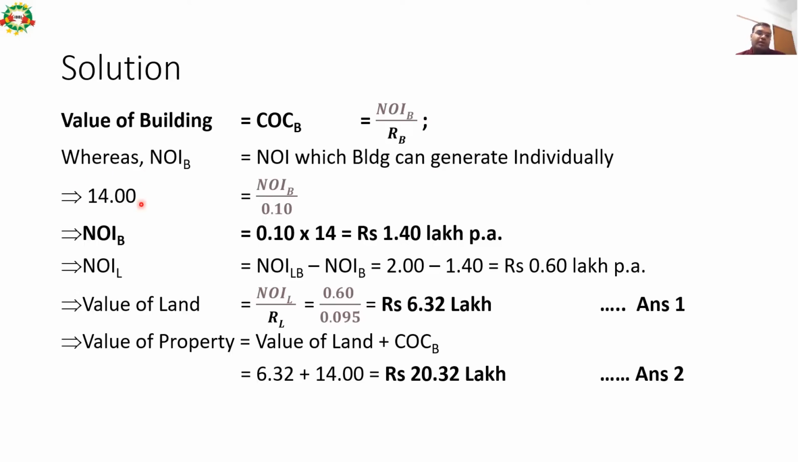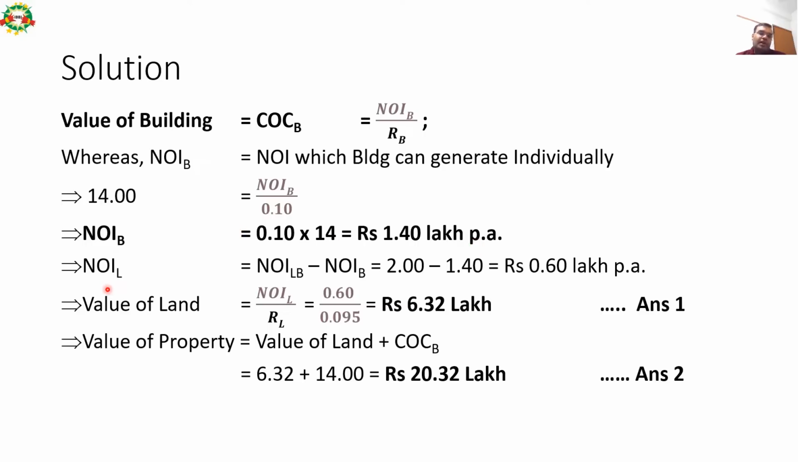So putting in data here, the cost of construction given in the question is 14 lakh rupees. The capitalization rate has been given as 0.10 or 10%. So that means NOI of the building, the net operating income of the building, is 10% multiplied by 14 lakh rupees, that is 1.4 lakh rupees per annum. So this is the NOI component of the building alone.